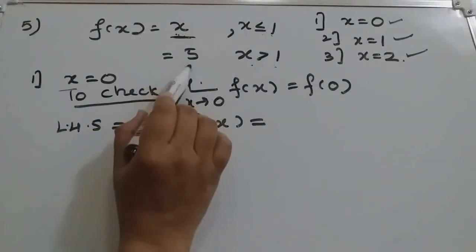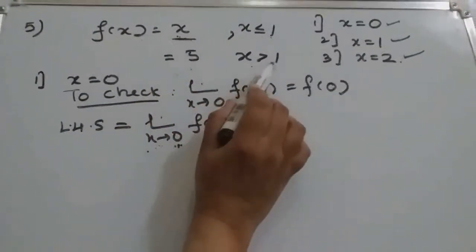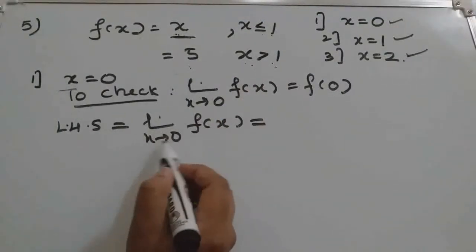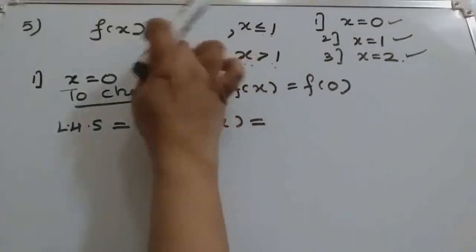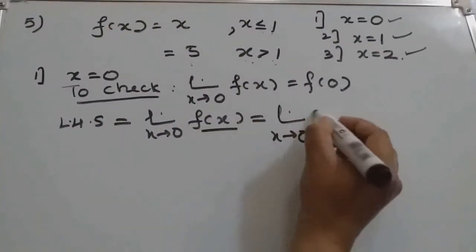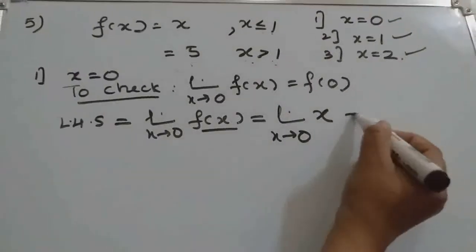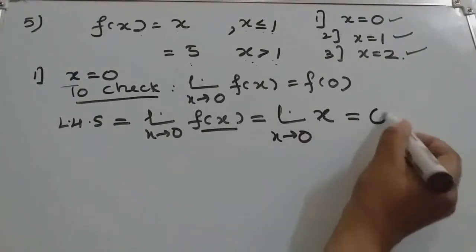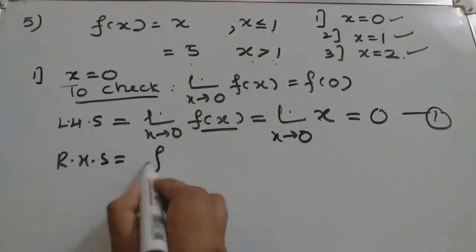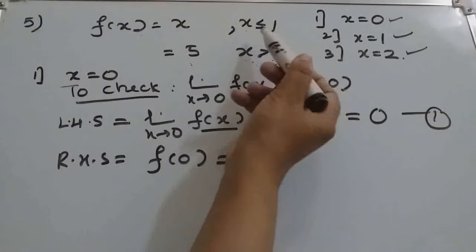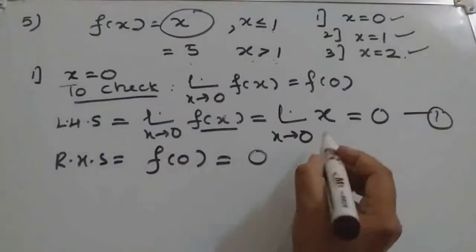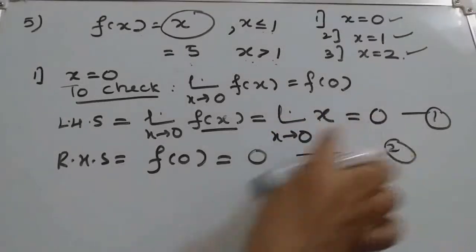Because the second function is for all x which are greater than 1. But we need the value of x approaching 0, so we should consider the first function. So limit x tends to 0, the function will be equal to x. Now we can substitute the value of x here. The x value is 0, equation 1. And the right hand side will be f of 0. f of 0 means this function only, so directly we can write the x value as 0. See, both the values are equal.